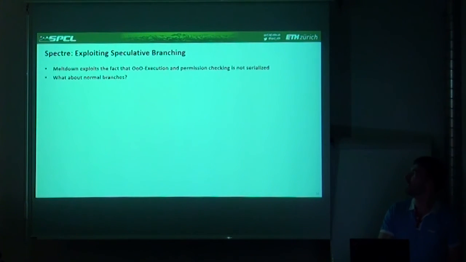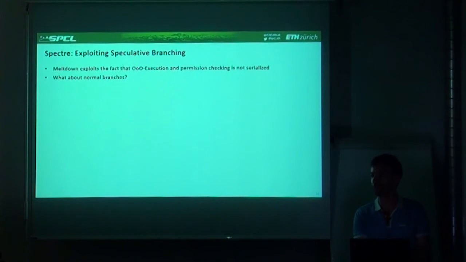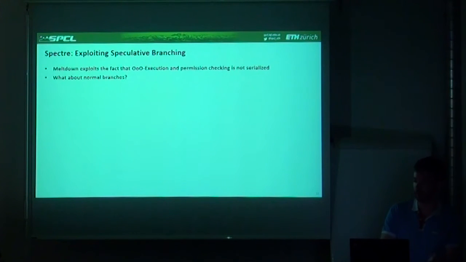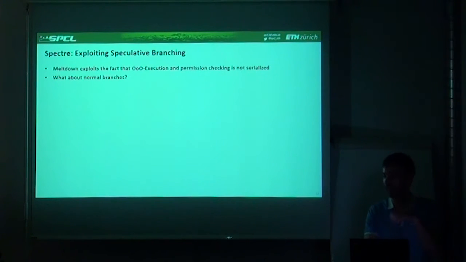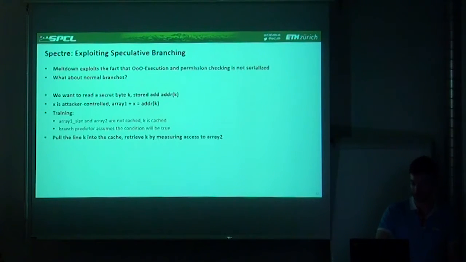Okay, so the other interesting thing, so this was all Meltdown, right? But this Spectre thing is actually very similar in the techniques it exploits. Meltdown exploits the fact that out-of-order execution and this permission checking are not serialized. But what about normal branches? Can we do something there? So the main problem was this out-of-order execution, right? And this doesn't only happen with this permission check, whether it's kernel memory or not. This out-of-order execution also happens in any if you write. And yes, we can, and this is Spectre.